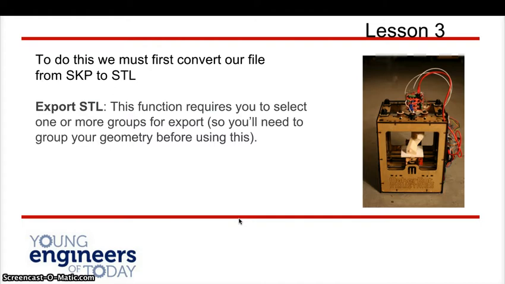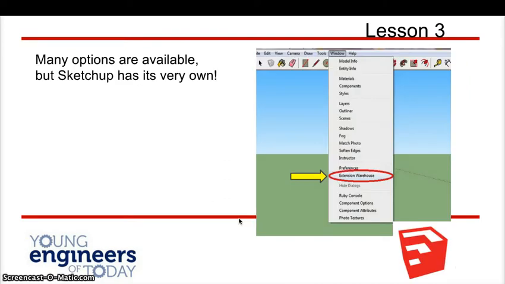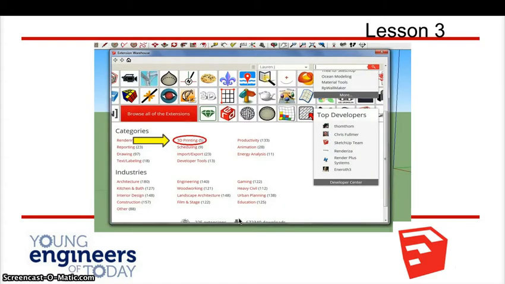Now, files in SketchUp are saved as SKP. This is like in Microsoft Office Word. They're saved as DOCs. JPEGs are a type of image file. SKPs would need to be converted to STLs. Now, the way we do this, under Window, we go to Extension Warehouse, and you're going to be downloading a software.